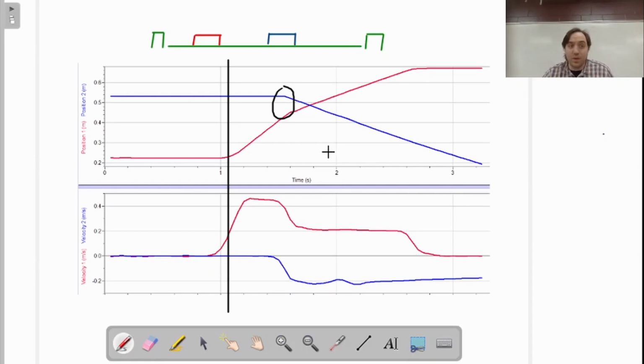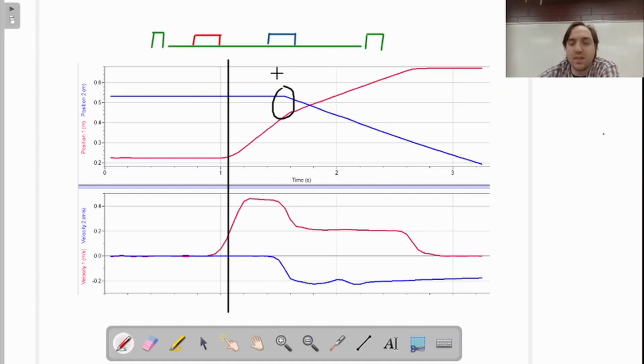There are several things we can conclude here. Let's take them one at a time. First, we can conclude that the blue car was at rest initially, because it has no change in position and no change of velocity. We can also conclude that the collision happened here, because that's where the velocity of both the red cart and the blue cart changed.